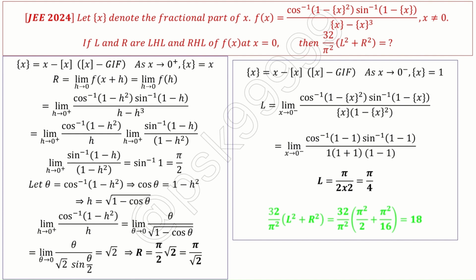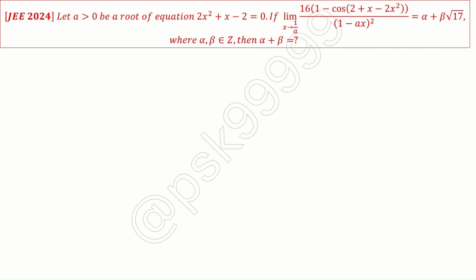Okay, next. Let a greater than 0 be a root of the equation 2x square plus x minus 2 equal to 0. If the limit x tends to 1 by a of this expression, 16 times, equals alpha plus beta square root of 17, then what is the value of alpha plus beta?